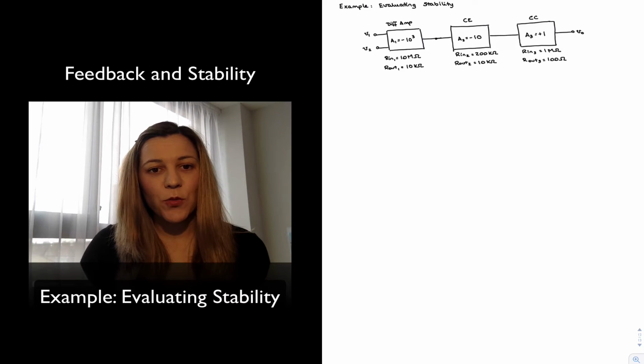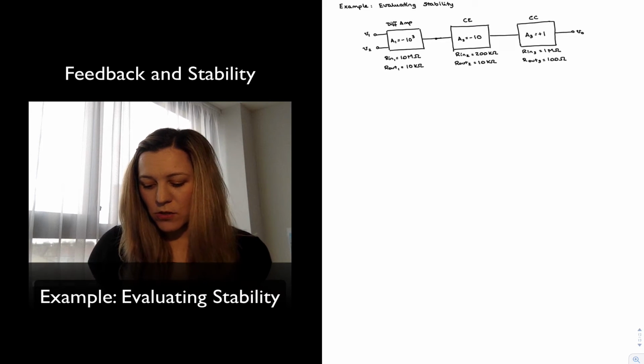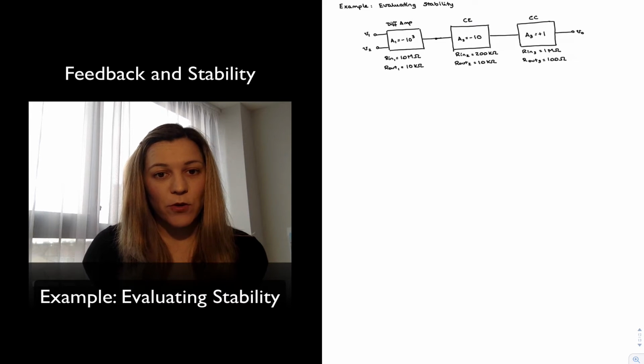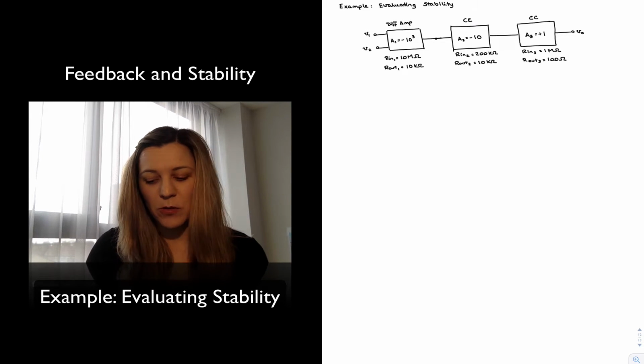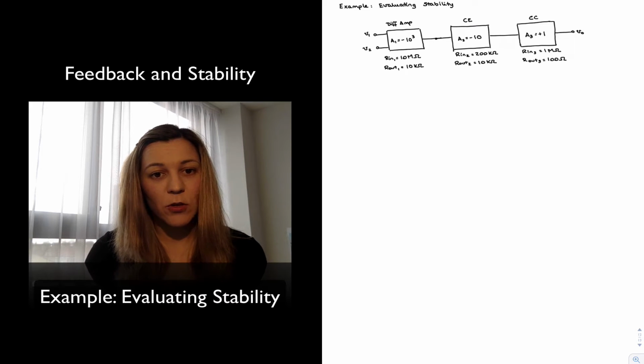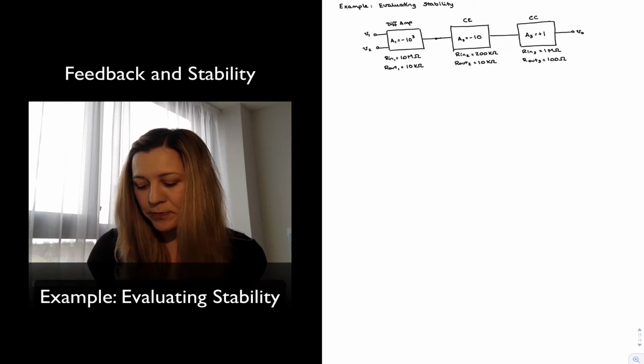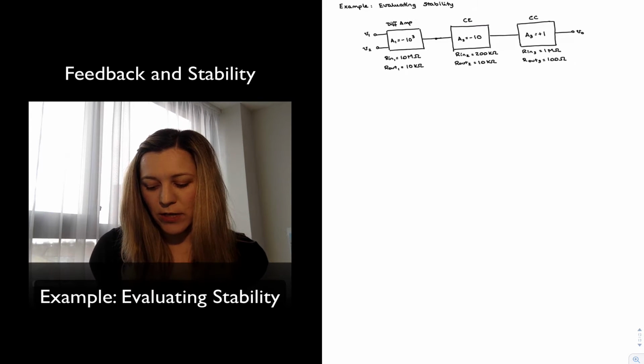Hello. In this video, we're going to look at how to evaluate the stability of a system using a practical example. So I have drawn the block diagram for a three-stage op-amp. It's a pretty common block diagram. There's typically a diff-amp input stage, a gain stage, which in this case I've drawn as a common emitter. And then sometimes if you have to drive a resistive load, you'll also have an output stage, which could be a common collector amplifier. I've also annotated the input and output resistances of each stage.